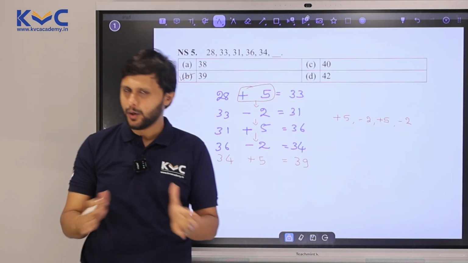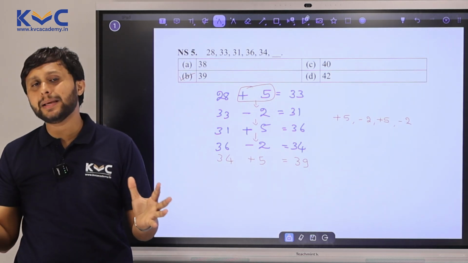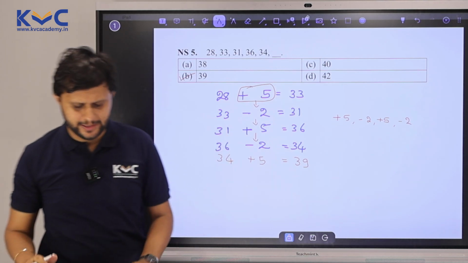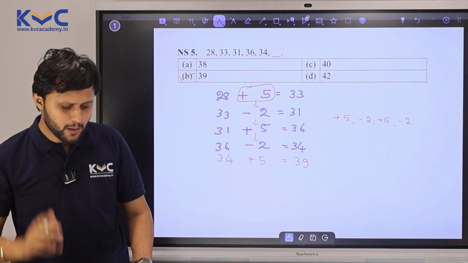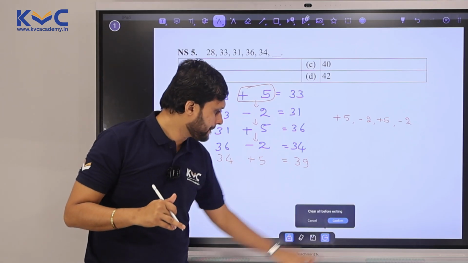So the sequence has changed now. We are using addition as well as subtraction. Both are used simultaneously. Moving on to the next question.